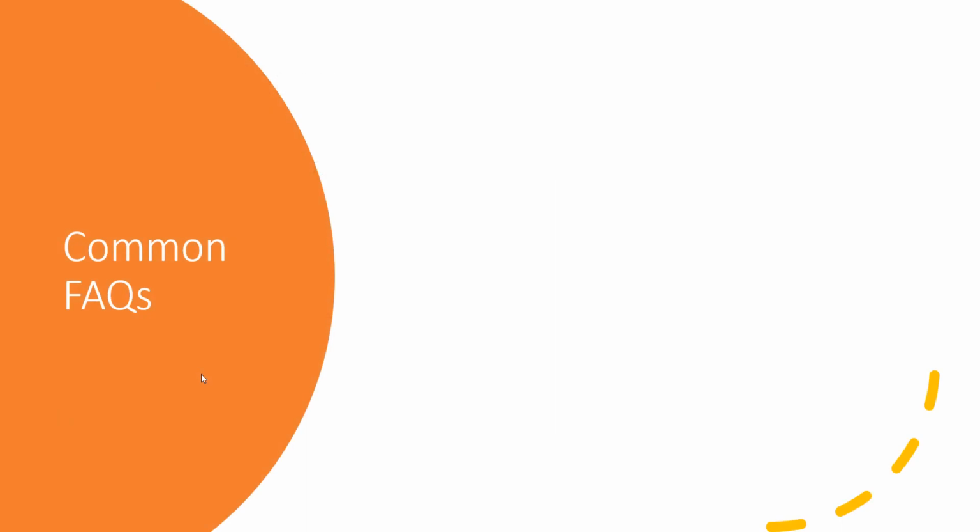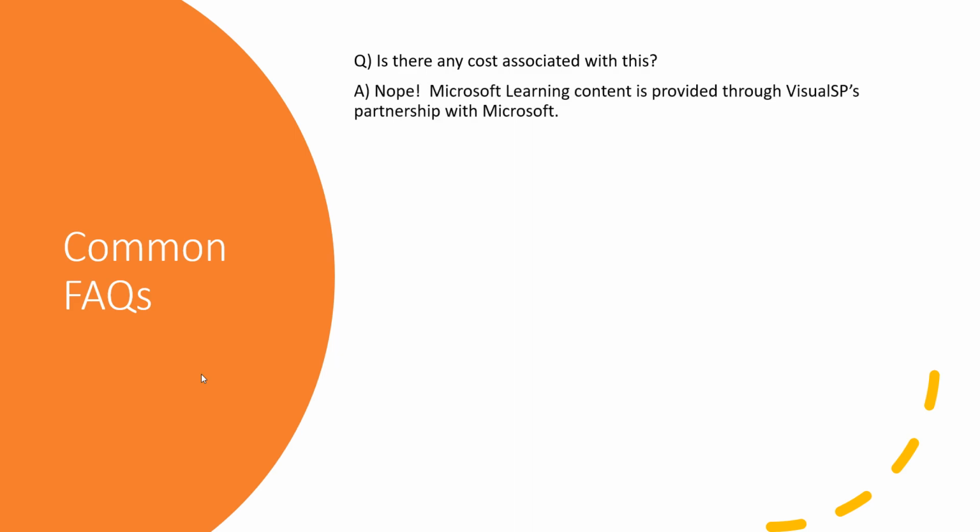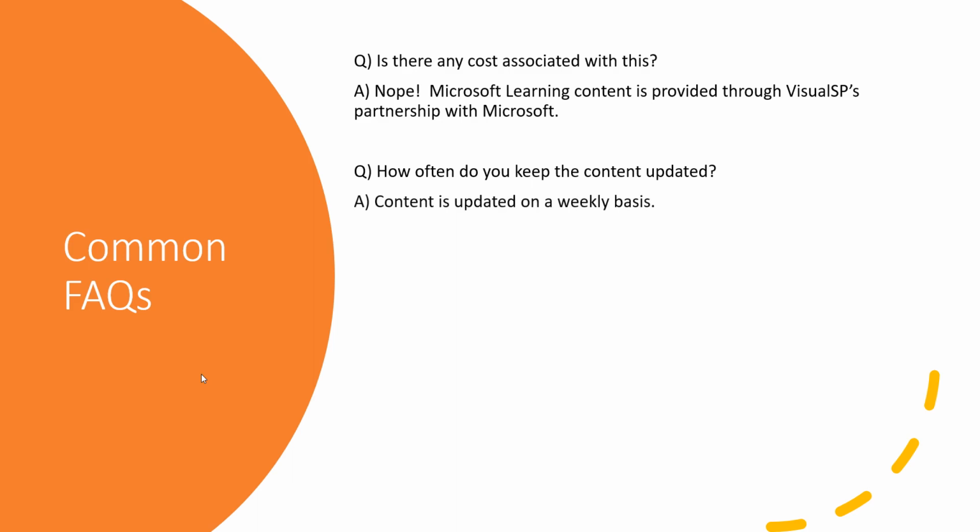All right, let's go through some common, frequently asked questions that come from folks like yourselves. So, is there any cost associated with this? As I mentioned, there is no cost associated with what I've shown you so far. The Microsoft Learning content, the Microsoft training content, is provided through VisualSP's partnership with Microsoft. We have an official partnership with Microsoft Learning Pathways and Microsoft training content providers. So when content gets put out, we consume it, and that's what the partnership is all about. Okay. How often do we keep the content updated? I mentioned this before, that the content is updated on a weekly basis.